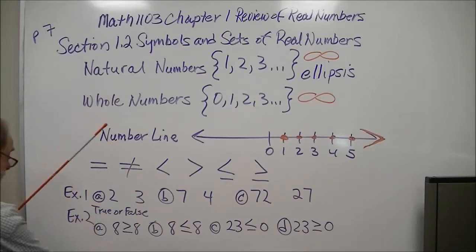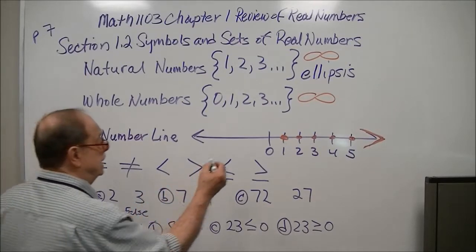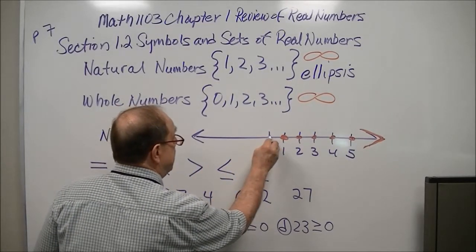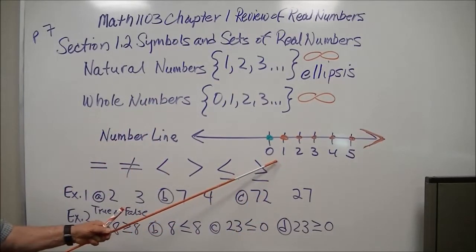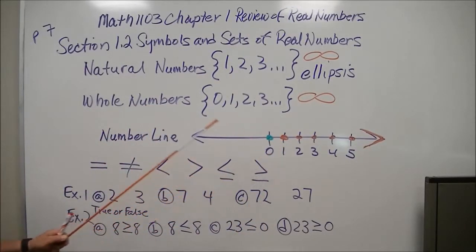Now, using that same graph, how do I reflect whole numbers? Well, just by adding another dot at 0. That is now the graph, the number line graph of whole numbers.